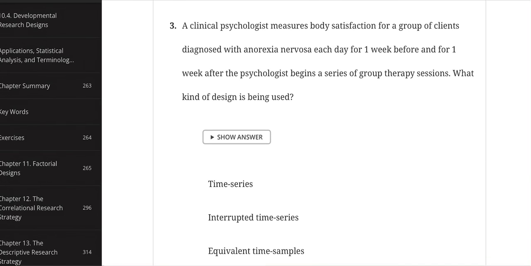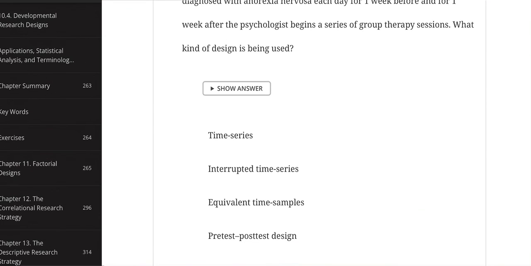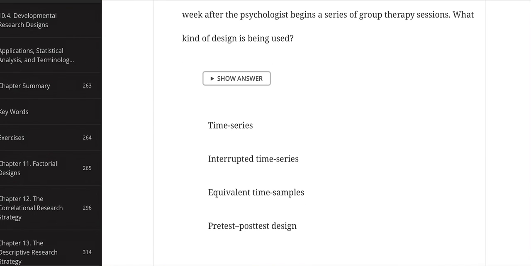Hopefully you were able to gather that from the information that we discussed in our slides and from reading your textbook. Number three, a clinical psychologist measures body satisfaction for a group of clients diagnosed with anorexia each day for 1 week before and for 1 week after they begin therapy sessions. So what kind of design is being used? Well, obviously it's not just one observation, so it's not pre-test, post-test, because there are multiple observations. And so that says time series. Obviously, equivalent time samples is not even something we talked about, so it's not that. So you have to decide if it's regular time series or interrupted time series.